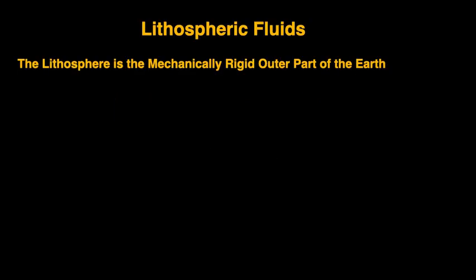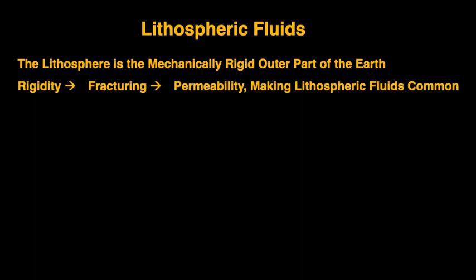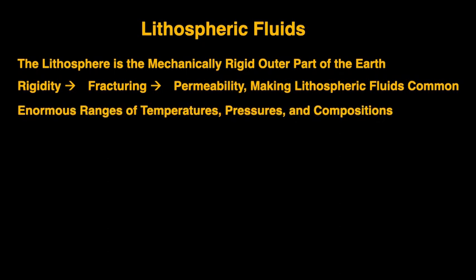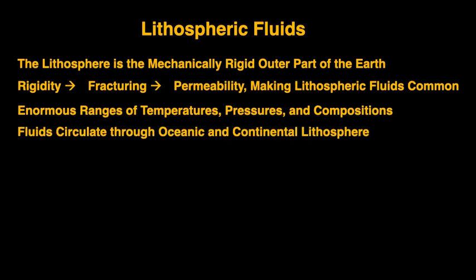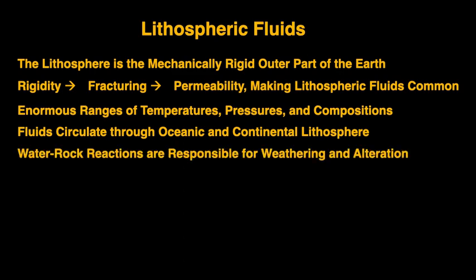The lithosphere is the rigid outer part of the Earth, composing both crust and upper mantle. The rigid properties of the lithosphere allow fracturing, which enhances permeability and makes lithospheric fluids quite common. There's an enormous range of temperatures, pressures, and compositions represented by lithospheric fluids, and they circulate through both the oceanic and continental lithosphere. Geochemically, what's crucial about these fluids is they're responsible for weathering and alteration and the movement of material within the lithosphere.